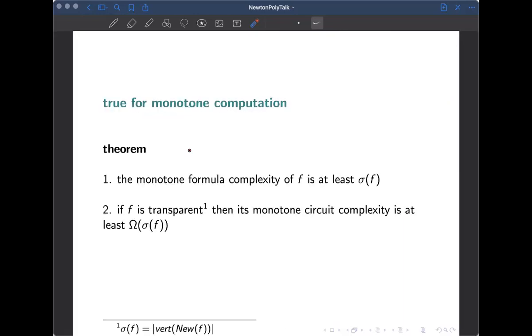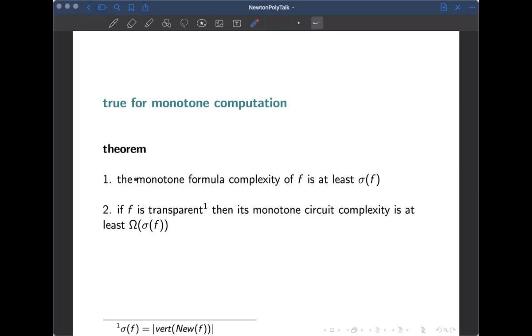And the first thing we verify or prove or observe is that this high-level suggestion is actually true. This conjecture is true for monotone computations. So what is a monotone computation? Here we compute polynomials over the real numbers, and we can compute without cancellations. We can use only positive numbers in the computation.